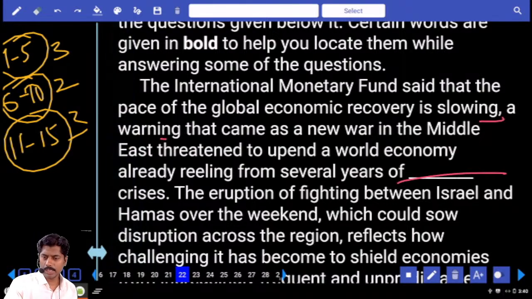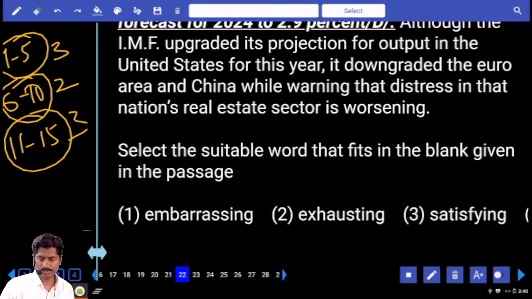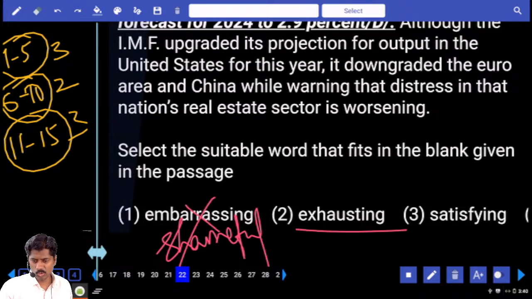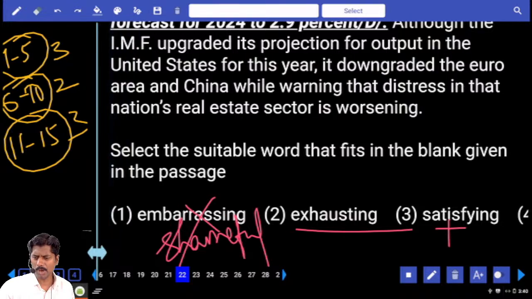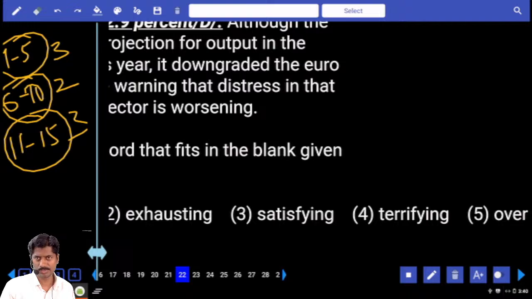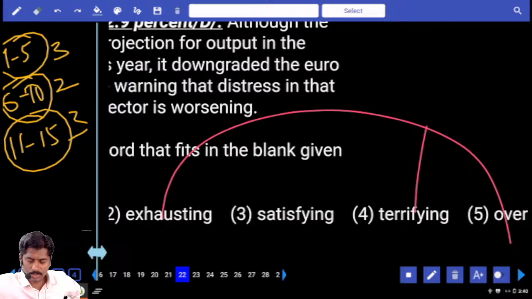A warning that came as a new war in the Middle East threatened to upend the world economy, already reeling from several years of dash crisis. Embarrassing crisis. Embarrassing means shameful. No. Shameful is used for people, not for a crisis. Exhausting means tired. Satisfying is positive. No. Satisfying crisis? Terrifying crisis or overlapping crisis. Answer 2 or 5. Or you can also take 4. 2, 4, 5. What kind of crisis?